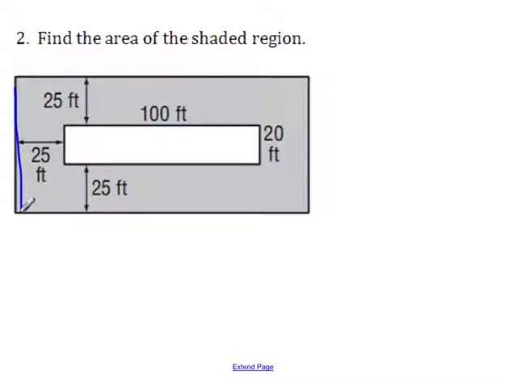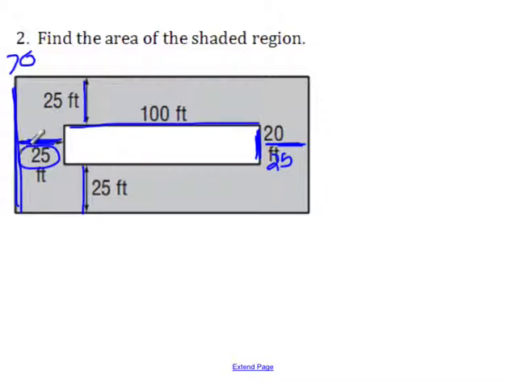Okay, so this right here is 20 feet. So the length of this side is 20 feet plus 25 feet plus 25 feet. So I get that that side length is 70. Then I want to figure out how much this side's going to be. Well, this is 25. And then it's also going to be 25 on this side. So then I have 25 feet here, I have 25 feet here, and then this is 100 feet.